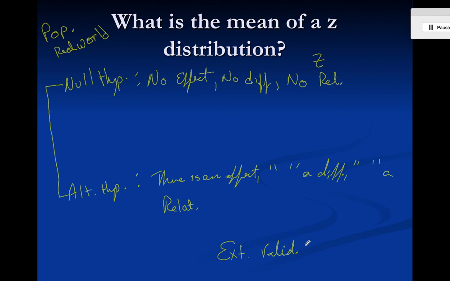So in other words, whatever I find using my sample, a smaller subset of the population, in my research study, I'm going to assume that whatever I find with them is what I'm going to find out in the real world in the population using everyone. And I'm going to draw conclusions about the null and the alternative. Either I'm going to conclude there's no effect, no difference, no relationship, or there is an effect, there is a difference, there is a relationship. So here, how does this work symbolically?